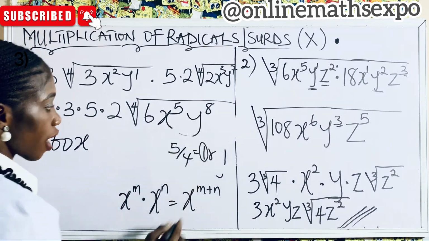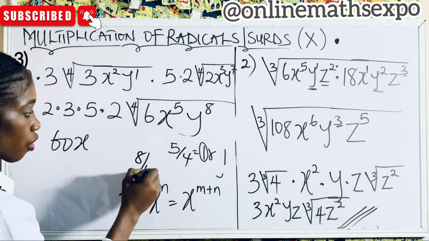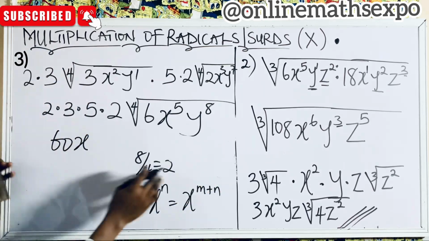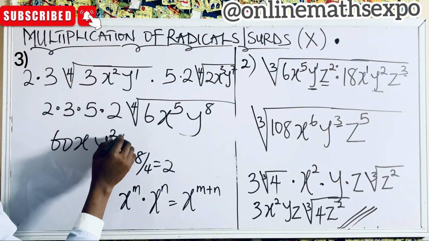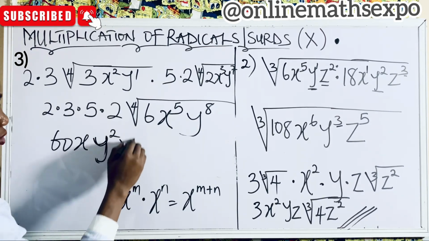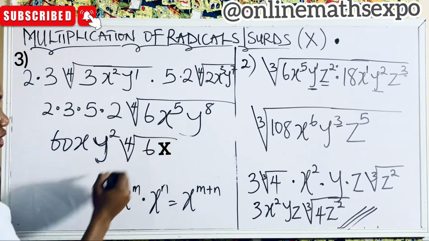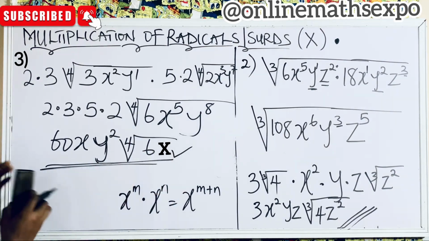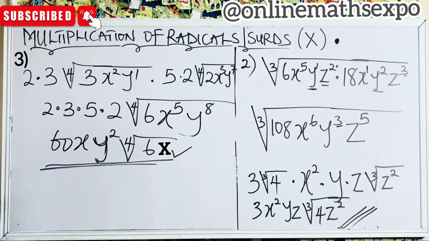Then for y to the power of 8, divide 8 by this 4, it gives you 2. There is no remainder. Did you see that? So it means 2y will be out. We have y squared. And which one is remaining now? We have 4th root of this 6. And we are done with our simplification. So this is your result for that particular question.